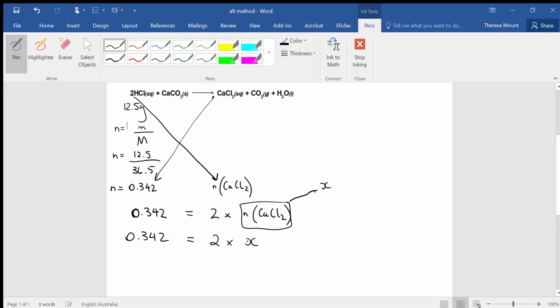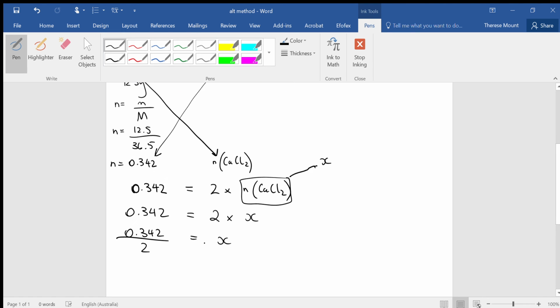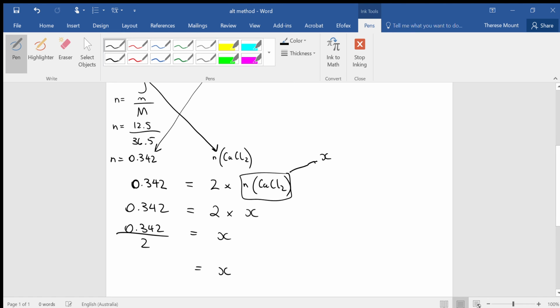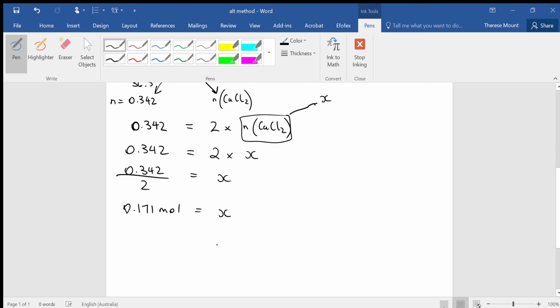Well, how would I figure out this x? Divide both sides by 2. So x equals 0.342 over 2. And so x equals 0.171 mole. And then from there, we just need to find the grams.